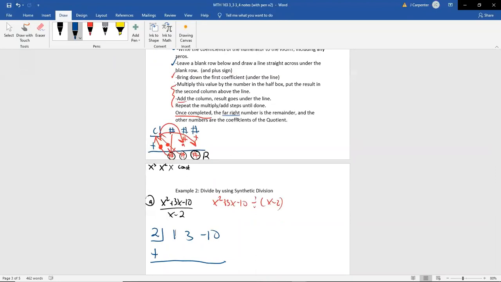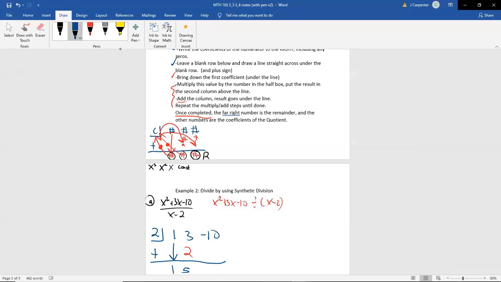Bring down the first coefficient, so the 1 just gets brought down. Multiply this value by the number in the half box, put the result in the second column above the line. So it's always the first one just comes down. Then take this and you multiply it by the 2. The 1 times the 2 is going to be a 2. And I'll show the multiplication answers in red. So we just brought the 1 down. And then 1 times 2 is 2. Then we go 3 plus 2, which is 5.